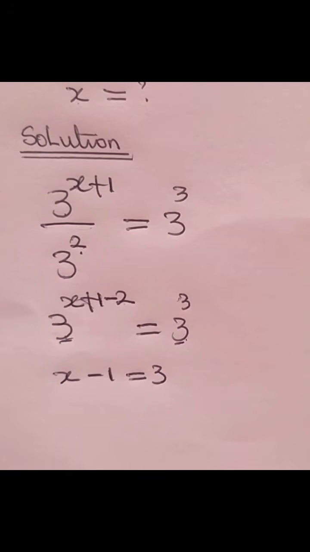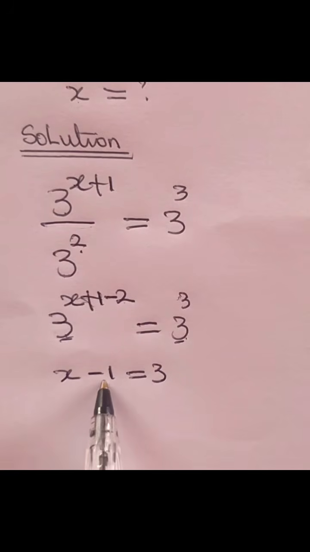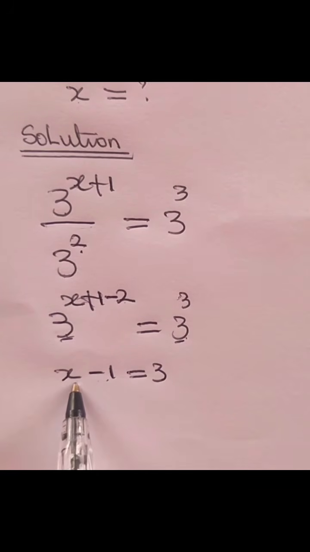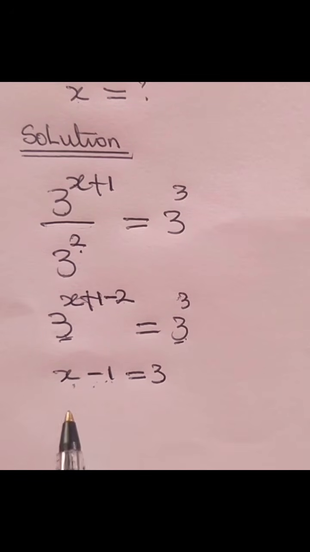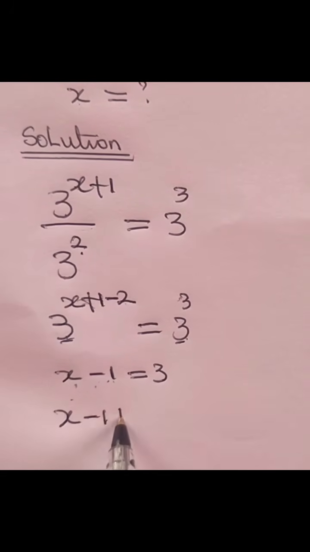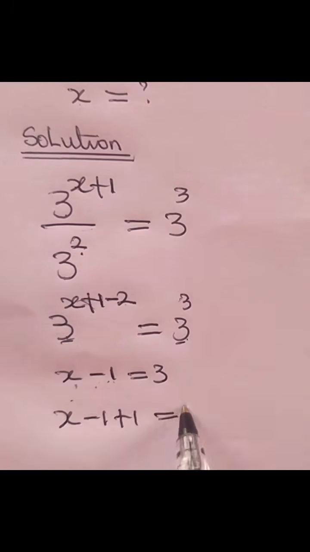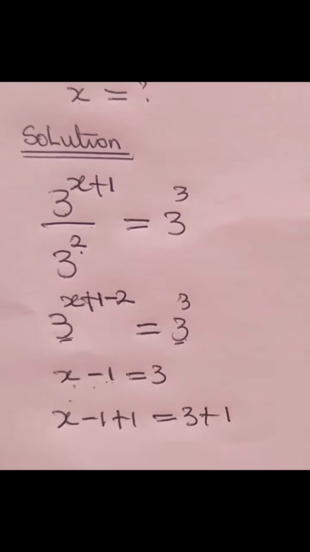To get the value of x, we need to remove minus 1 from the left-hand side. To remove minus 1, we need to introduce the opposite of minus 1, which is plus 1. That is, we need to add 1 to the left-hand side. And if we add 1 to the left-hand side, we need to add 1 also to the right-hand side in order to balance the given equation. So this will give us x minus 1 plus 1 equals 3 plus 1.